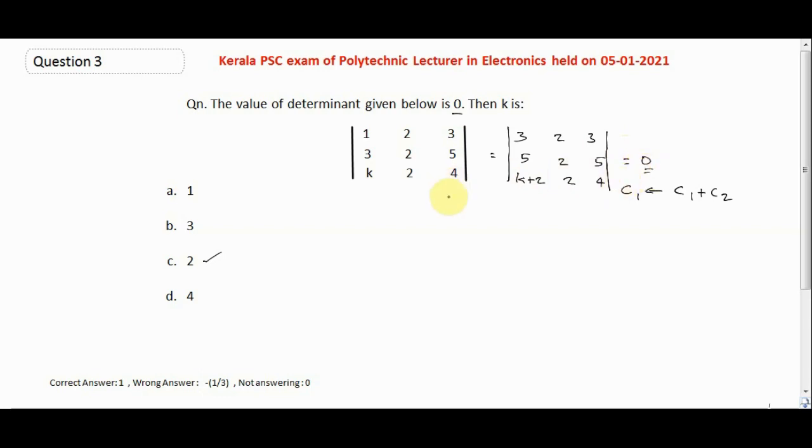Okay, so this way we may solve the problem without going for the complex calculations we have learned in case of a 3 by 3 matrix. There is no need to calculate the determinant value using the complex method we studied.